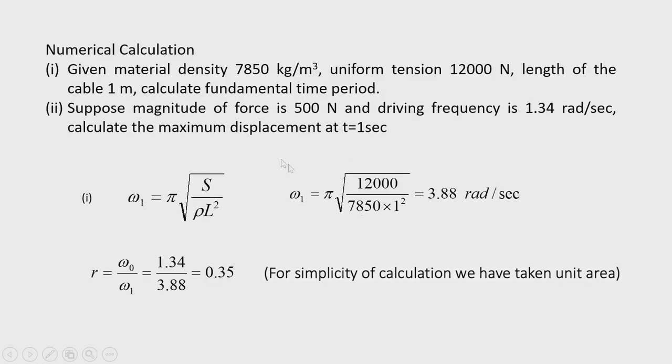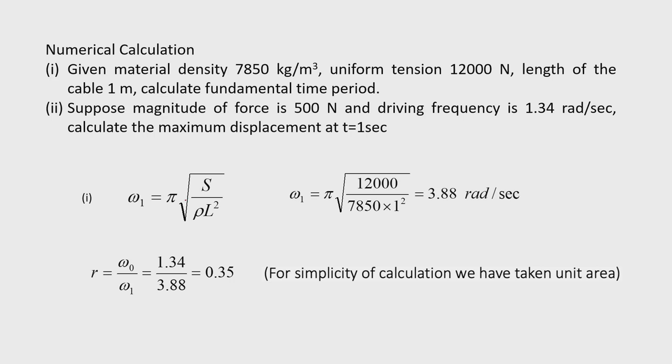Okay. Numerical calculation. Given the material density is 7850 kg per meter cube, uniform tension 12000 newton, length of the cable 1 meter, calculate the fundamental time period. Suppose the magnitude of the force is 500 newton and the driving frequency is 1.34 radian per second. Calculate the maximum displacement at t is equal to 1 second. So first question, let us answer.